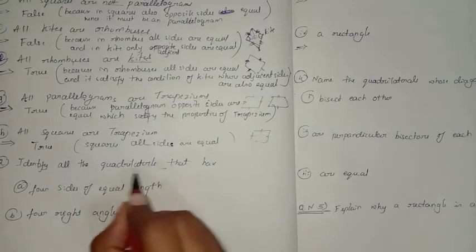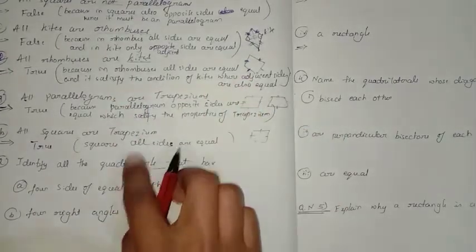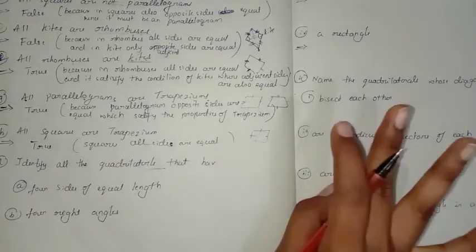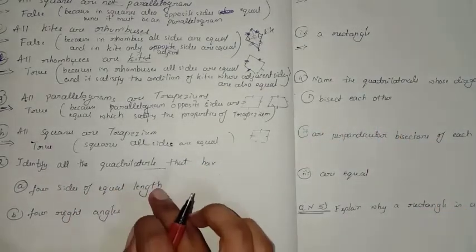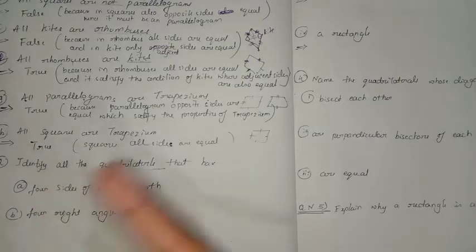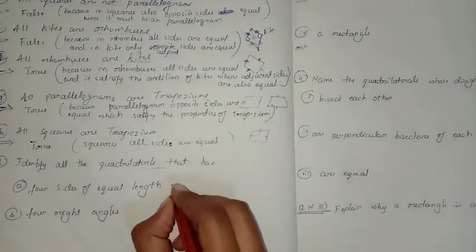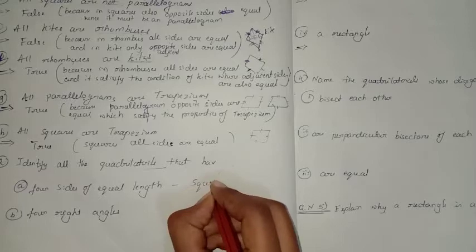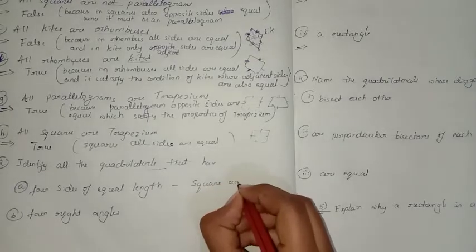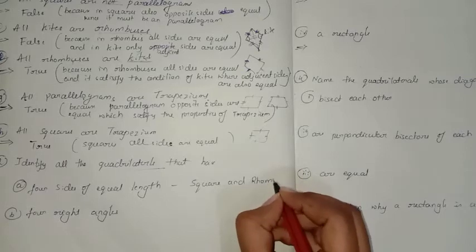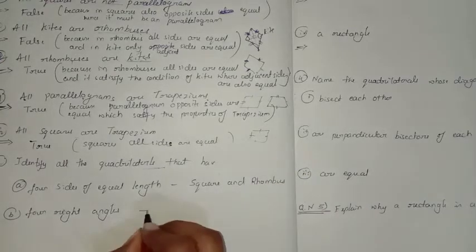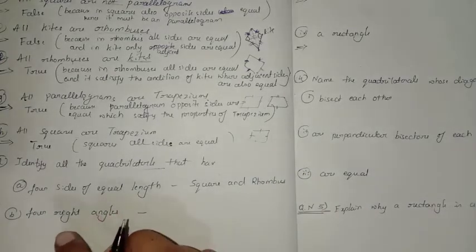Now the second question: identify all the quadrilaterals that have 4 sides of equal length. What do you mean by a quadrilateral? It is a closed figure which consists of 4 sides. So in that, 4 sides are equal. What are the equal side lengths? One is your square and another one is your rhombus, because in a rhombus all the sides are equal to each other.